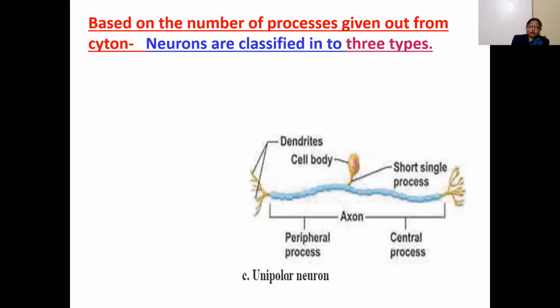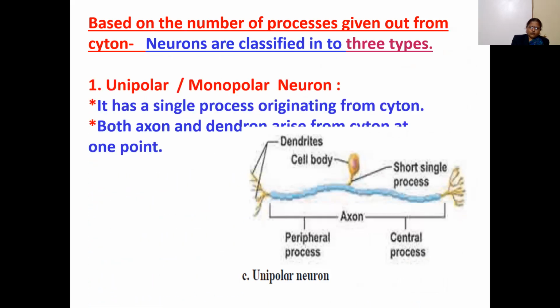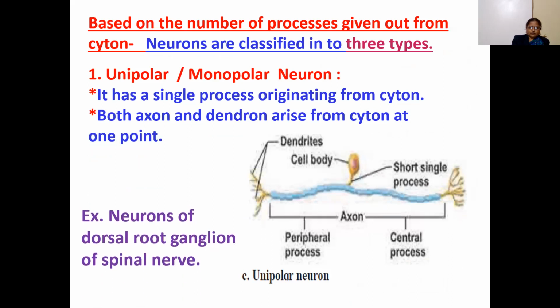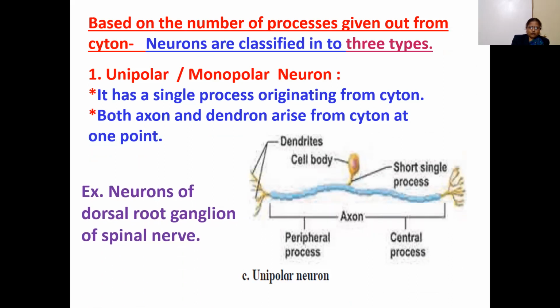On the basis of the number of processes given out from the cyton, neurons are classified into three types. Number one, unipolar neuron, also called monopolar neuron. It has a single process originating from the cyton. Both axon and dendron arise from the cyton at one point. Example, neurons of the dorsal root ganglion of spinal nerve.